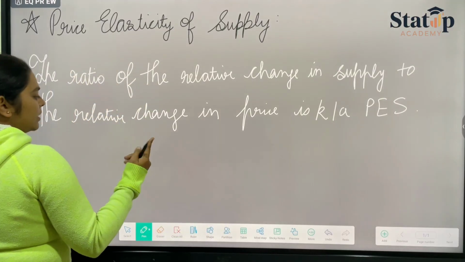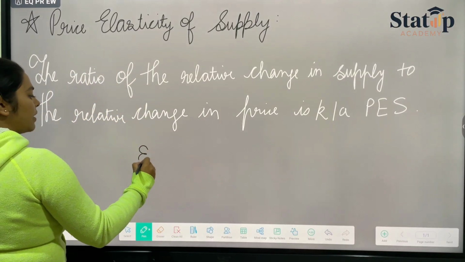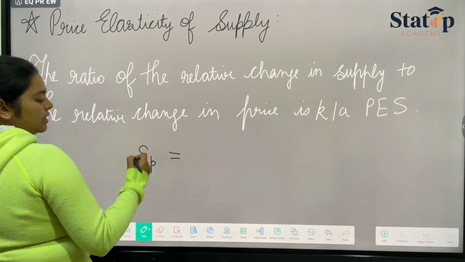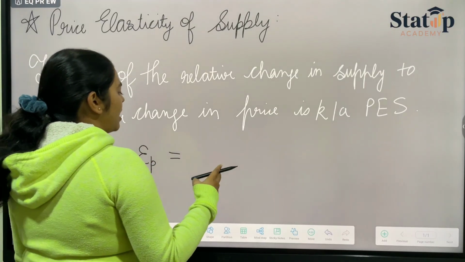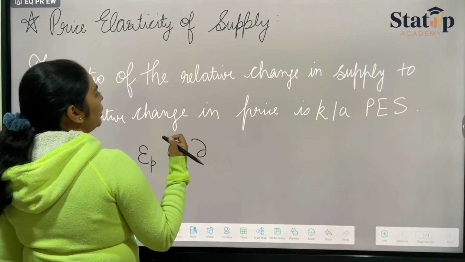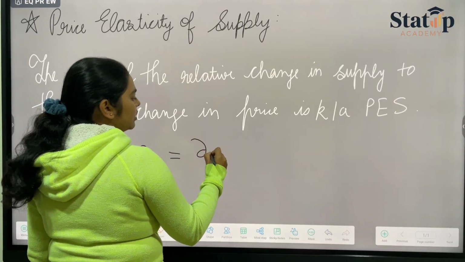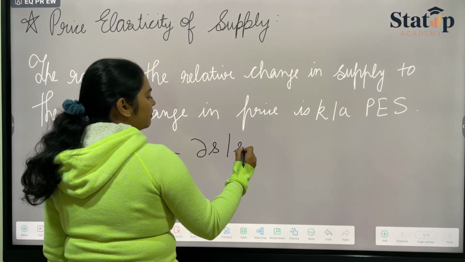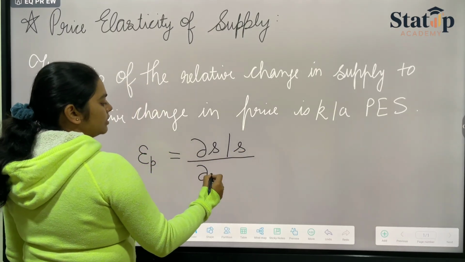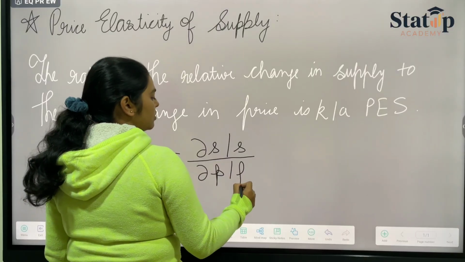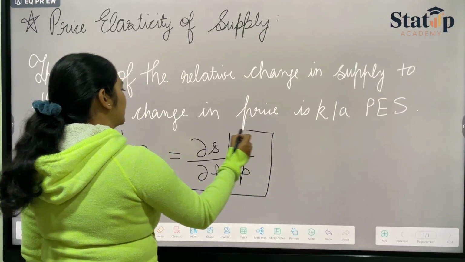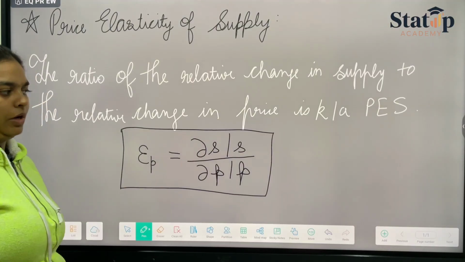We denote price elasticity of supply as epsilon P, where epsilon P is defined as the price elasticity of the supply, and since it is the relative change of supply, so relative change of S with respect to S to the relative change of price with respect to price. This is the formula for price elasticity of supply.